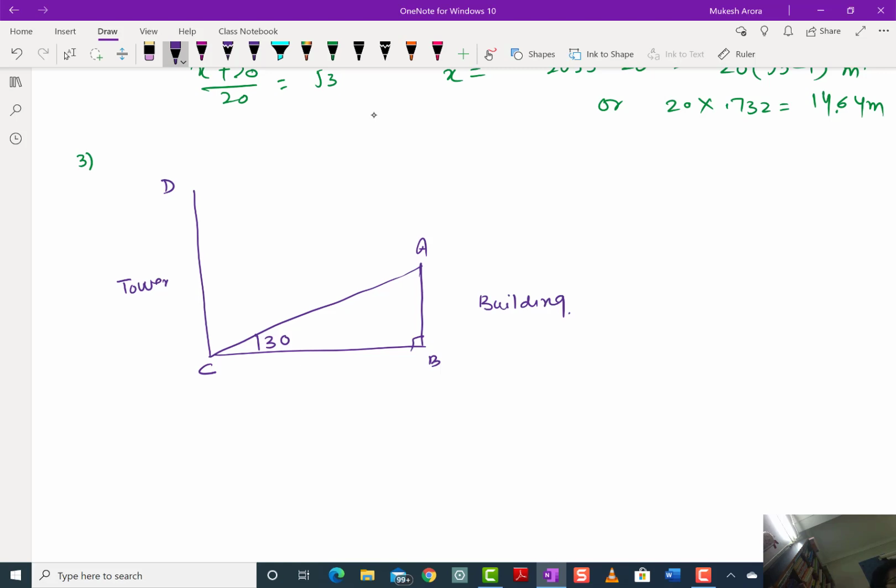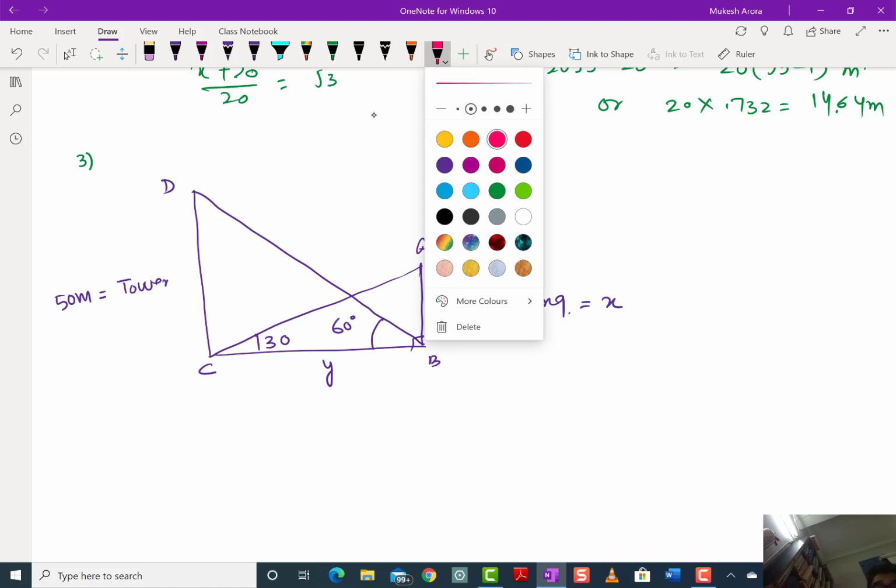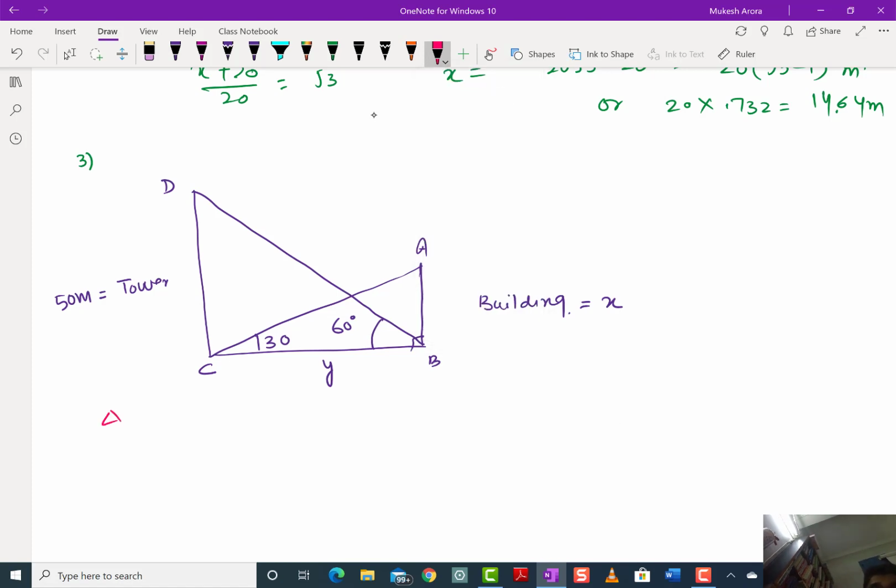The angle of elevation of the top of a tower from the foot of a building is 60 degrees. If the tower is 50 meters high, find the height of the building. This is taken as x, this is taken as y. So there are two right angle triangles.